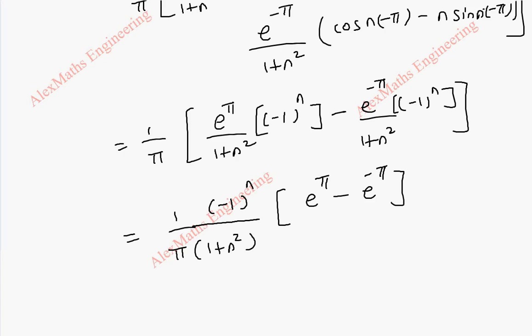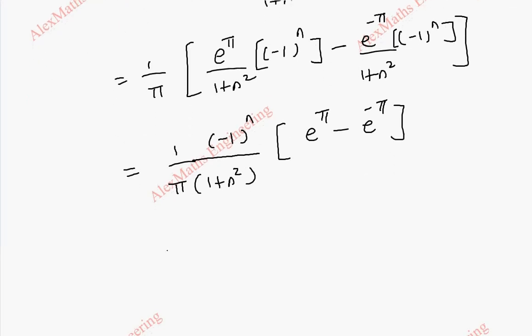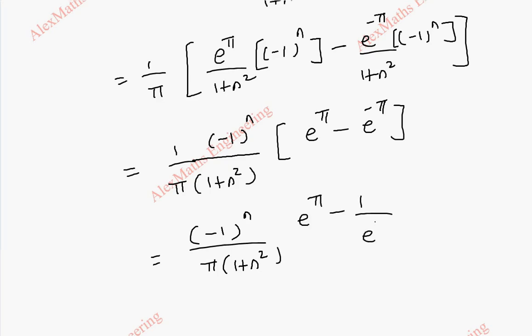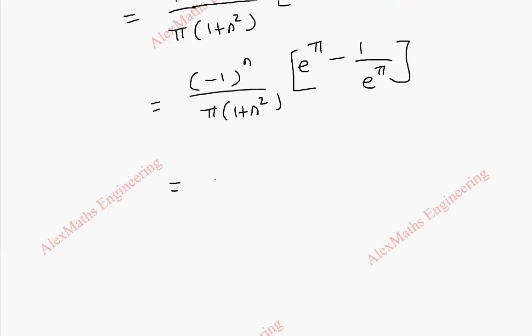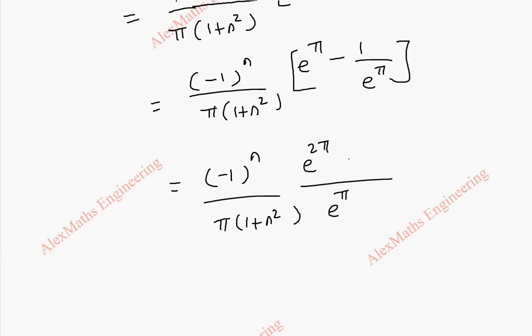Once again, this can be rearranged in the following way. So the numerator is minus 1 whole power n by pi into 1 plus n square, and this is e power pi minus 1 by e power pi. Now we are going to take LCM, which we have done in the same way in a naught. The rest of the terms are written as they are. LCM is e power pi. Now this becomes e power 2 pi minus 1.